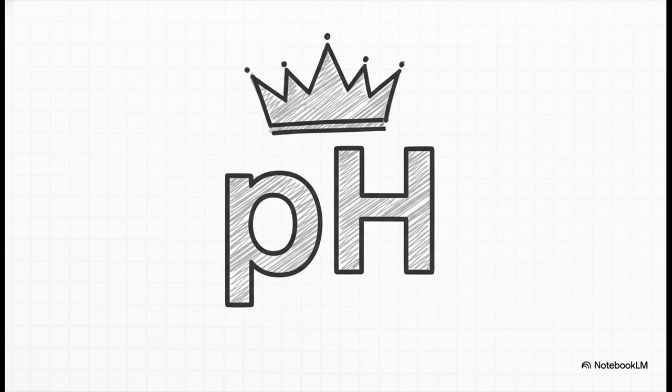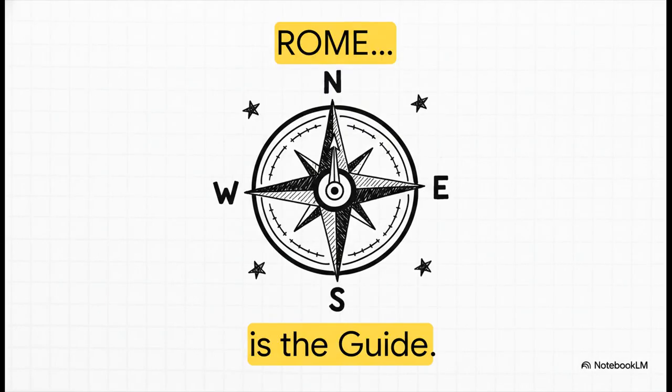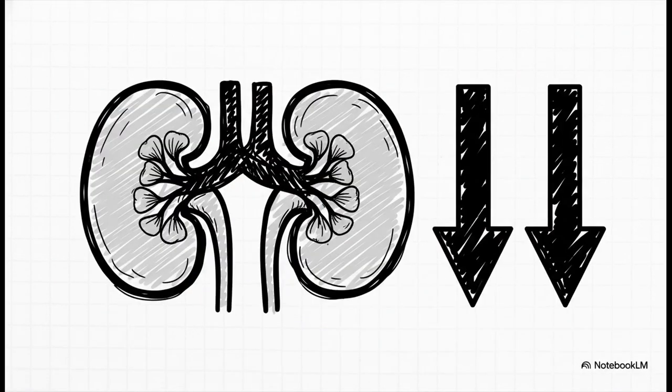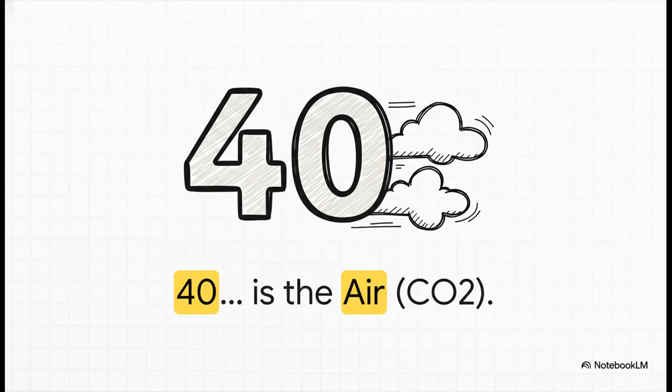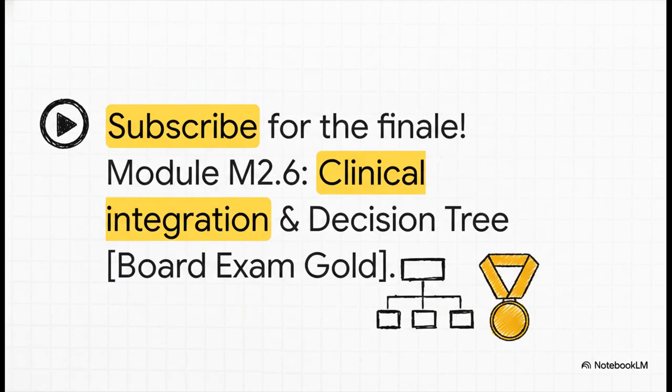Okay, let's lock this in. Time for the encoding chant. Ready? pH is the boss. 7.35 to 7.45. ROME is the guide. Respiratory, opposite. Metabolic, equal side. 40 is the air, CO2. 24 is the care, bicarb. And tic-tac-toe. Master those core principles and you'll be set.